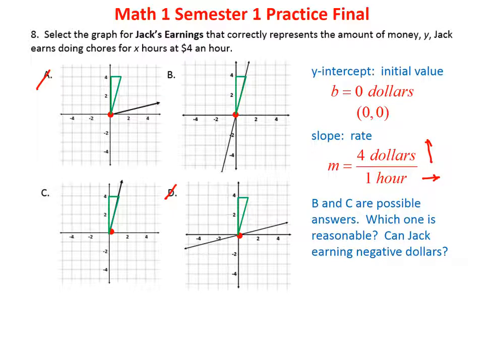At this point, we have to look at the viability of the answers. Notice quickly here, B and C are possible answers theoretically, but which one is reasonable? Can Jack earn negative dollars? The answer, of course, is no. As a result of that, this one cannot work. B cannot be right because we can't have Jack working negative hours and getting negative dollars. The answer to this one is C.